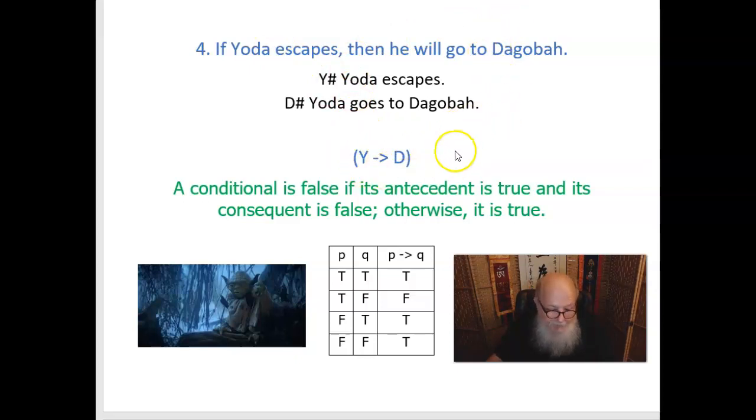And here's our symbolization. And here's the logical meaning of a conditional. A conditional is false if its antecedent is true and its consequent is false, otherwise it is true. So true then true is true, true then false is false, false then true is true, and false then false is true.